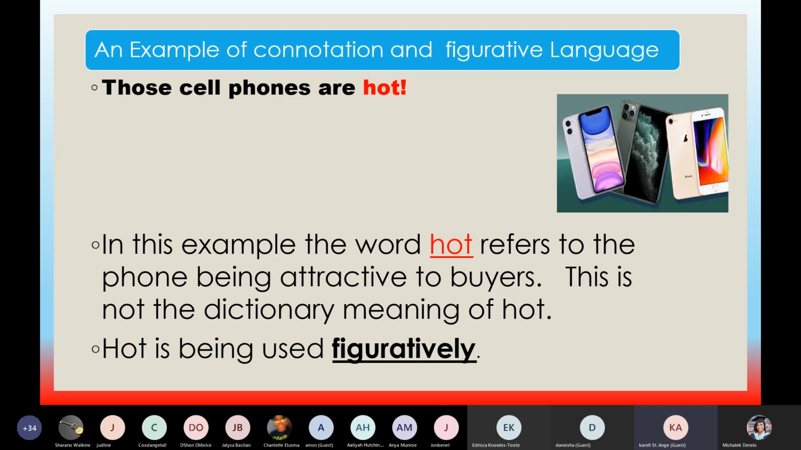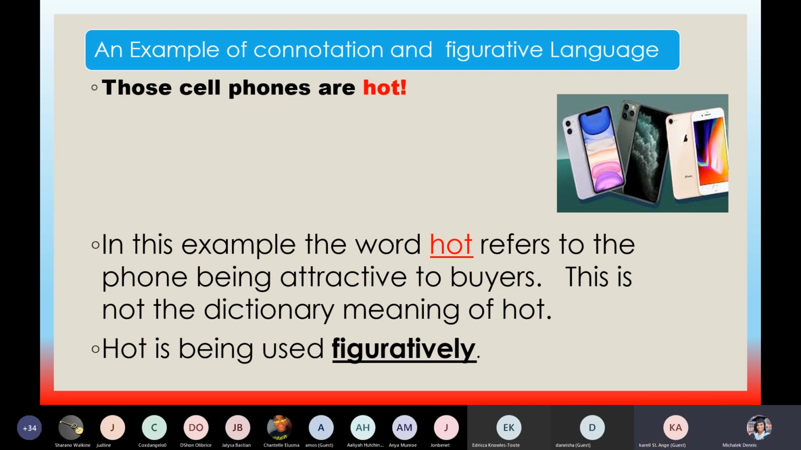They fire. What does fire mean? Clean. Fire means they look nice. Oh, they look nice. Okay, good. They look good. Anyone else? They righteous. Okay, I guess that's what you guys say these days. They're righteous. So in the example, the word hot refers to the phone being attractive to the buyer.